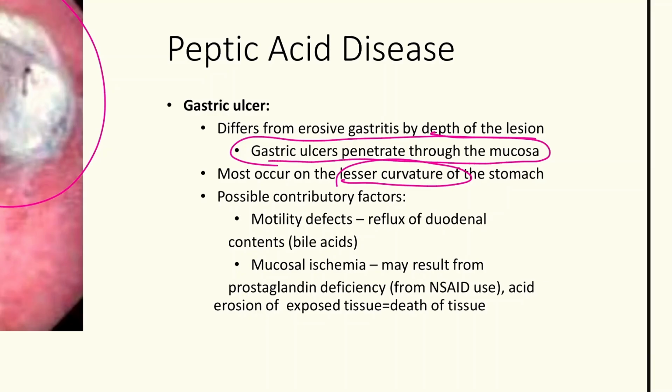What contributes to peptic acid disease? Motility defects is one of the big ones, and mucosal ischemia from NSAID use, or acid erosion, which causes tissue death. So the tissue doesn't like the acidic environment, it's going to die off.